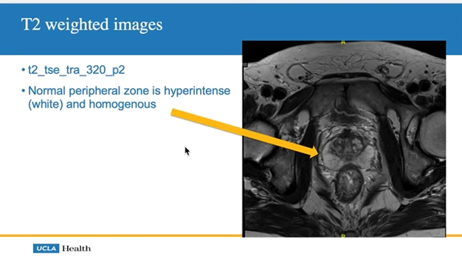And so that is a fairly normal looking peripheral zone. You can see it's fairly homogeneous and it has a smooth hyperintense appearance, and that is a normal looking peripheral zone. And this is a normal appearing transition zone with a relatively minor amount of BPH.